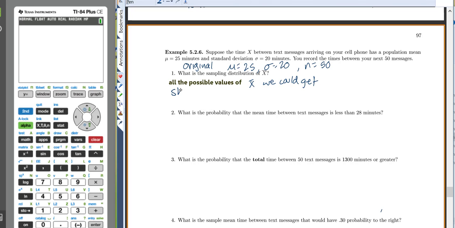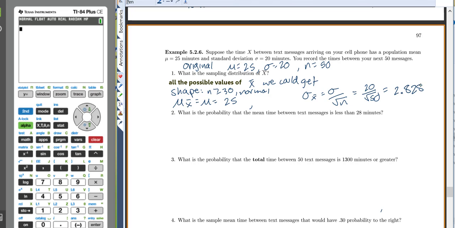Okay, so first you want to know, well, what's the shape? Okay. So n is big, so it will be normal. Our mean for x bar is just equal to our original mean, so 25. And our standard deviation for x bar is equal to the original standard deviation over square root of n, so 20 over square root of 50 gives me 2.828. So we're going to take one sample. What's the probability that we happen to get a sample with a mean less than 28 minutes? So looking for the probability that x bar is less than 28.